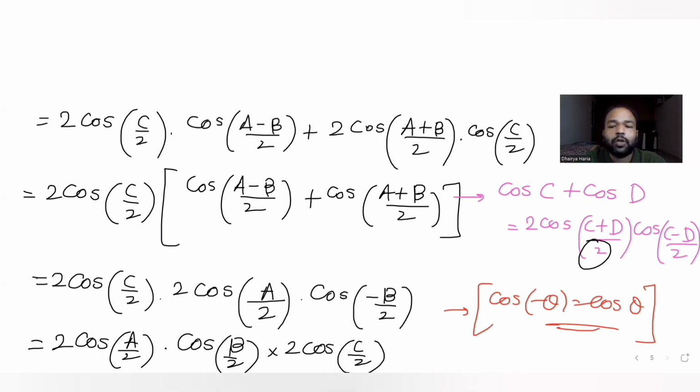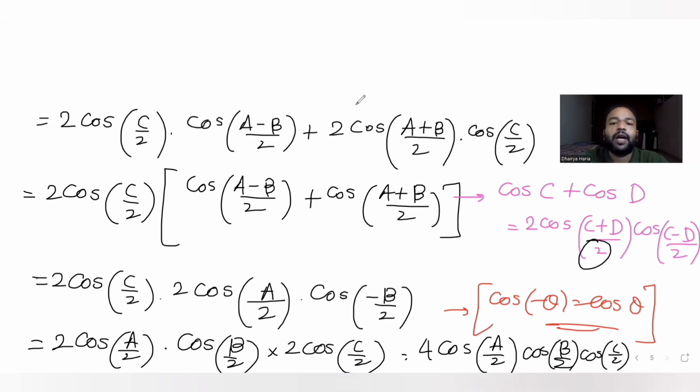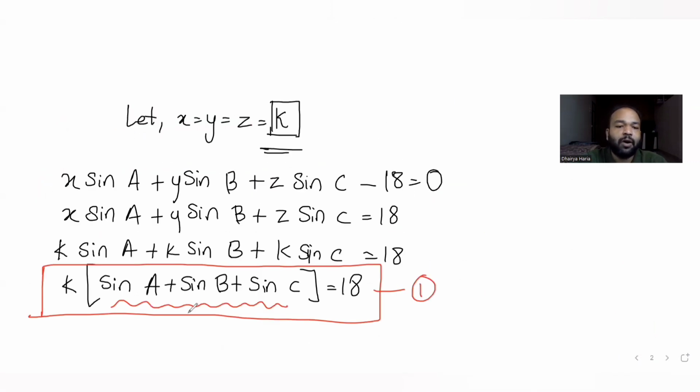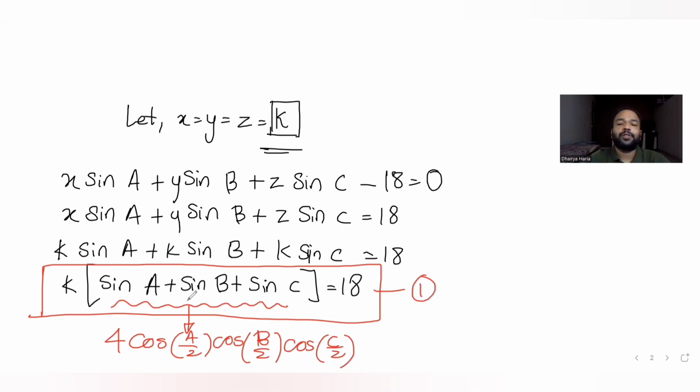So you get this total to become 4 times cos a by 2, cos b by 2, cos c by 2. So you get this entire expression simplified in the form of 4 times cos of all the ratios which are multiplied. So instead of this, now I can write that as 4 times cos a by 2, cos b by 2, cos c by 2. So you get this entire expression simplified.